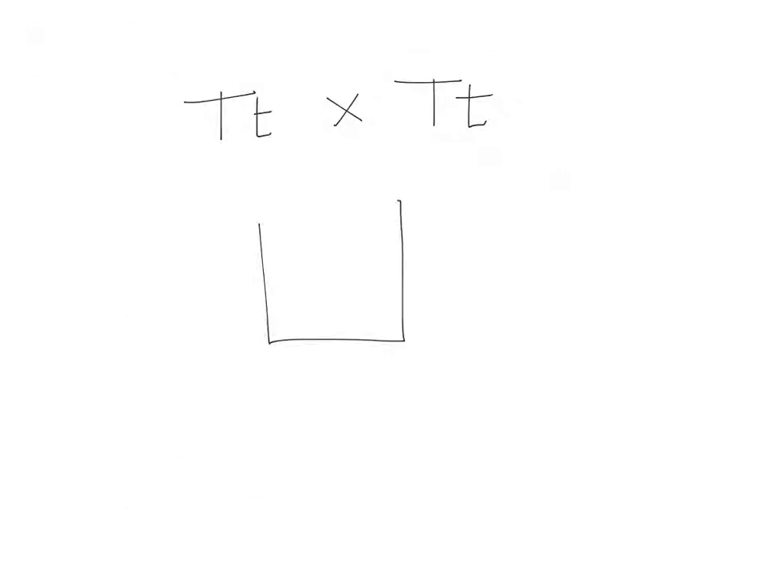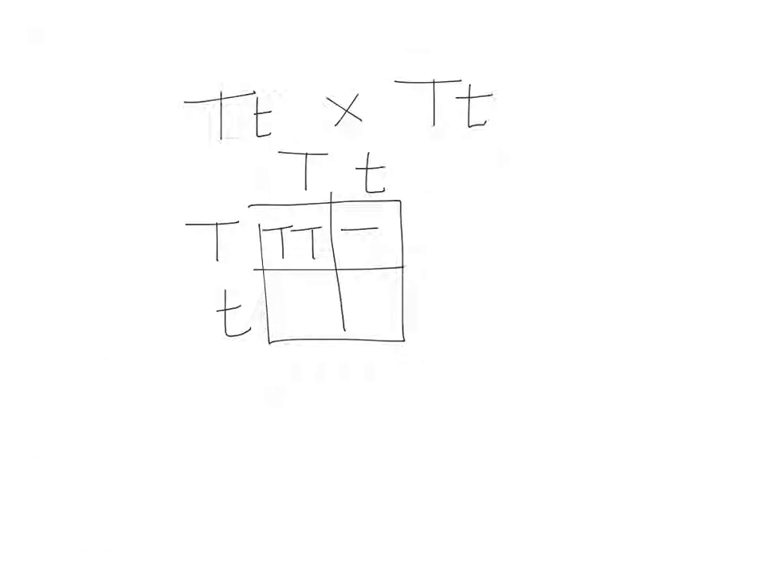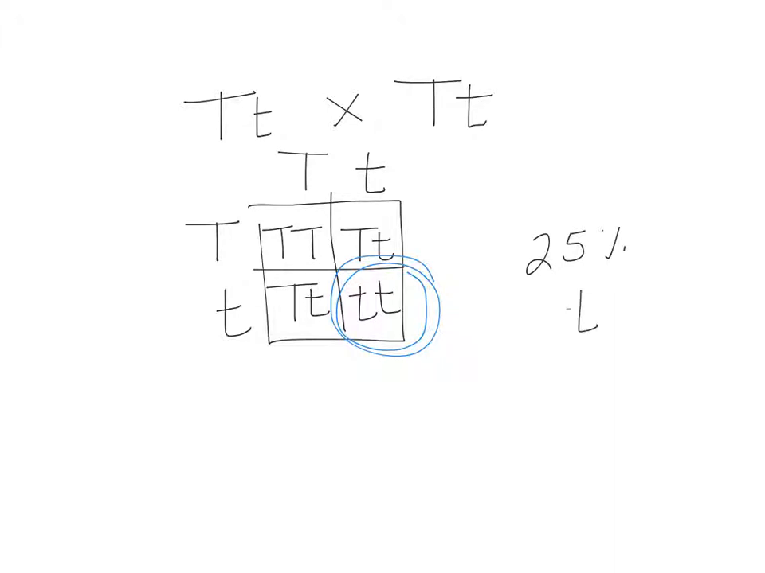We are going to put the parental genotypes on each side of our square. So dad on the side, mom on the top. We then fill in the Punnett square, and we will see the possibilities for the offspring. In this cross, only one box has little t, little t. This means that there is a 25% chance of having a child with Tay-Sachs.